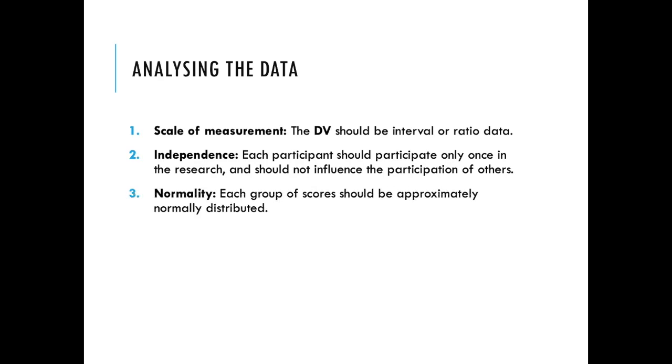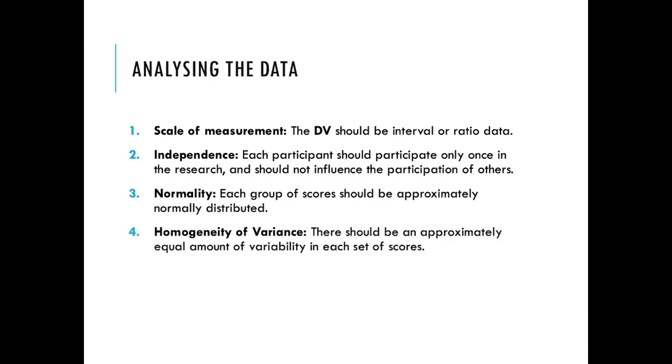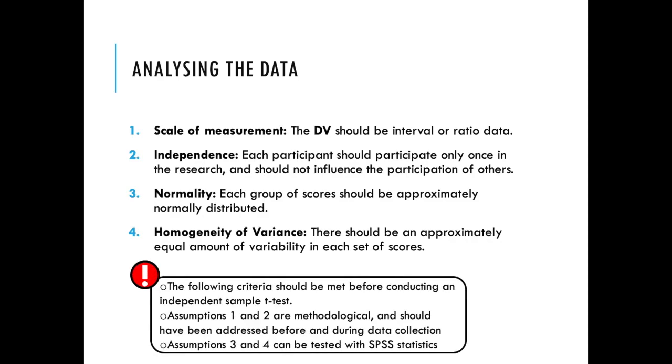Third, normality. Each group of scores should be approximately normally distributed. Fourth, homogeneity of variance. There should be an approximately equal amount of variability in each set of scores. Remember, the following criteria should be met before conducting an independent sample t-test. Assumptions 1 and 2 are methodological and should have been addressed before and during data collection, whereas assumptions 3 and 4 can be tested with SPSS statistics.